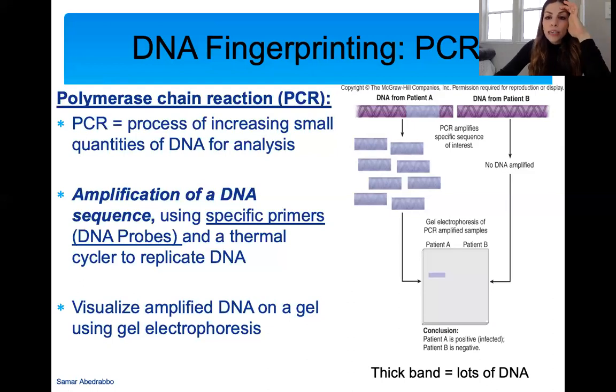So what you do is, in your tube, you have the patient's DNA. You insert the primers, which are the fancy term for probes, that will amplify this gene. And if you see it in patient A and not patient B, you know that patient A has the DNA sequence, the gene, and patient B doesn't. And the thicker the band is, the more DNA.